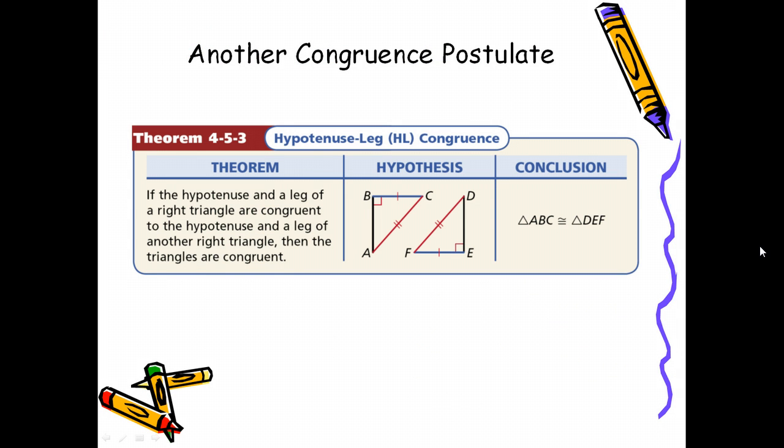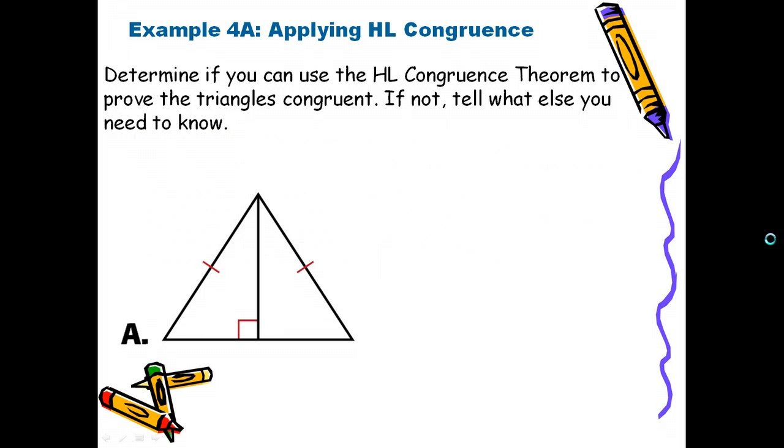Another congruence postulate is the hypotenuse leg, or HL congruence postulate. If the hypotenuse and a leg of a right triangle are congruent to the hypotenuse and a leg of another right triangle, then the triangles are congruent. Note, this only works for right triangles. Let's determine if we can use the hypotenuse leg congruence theorem to prove the triangles congruent. And if not, what else do we need to know?